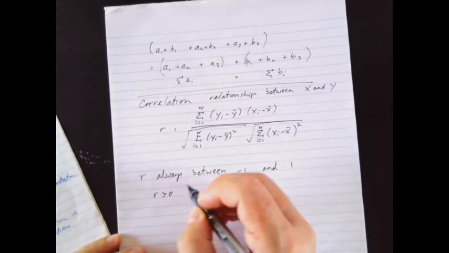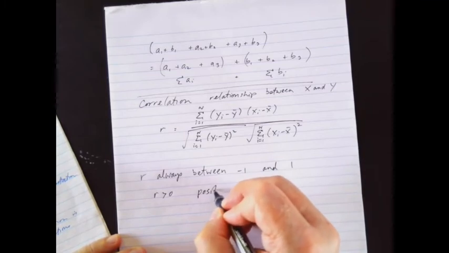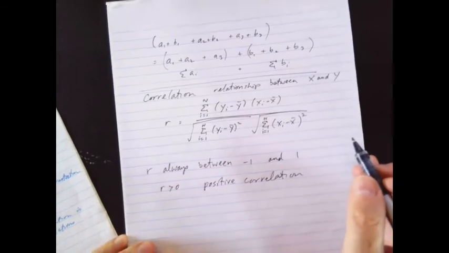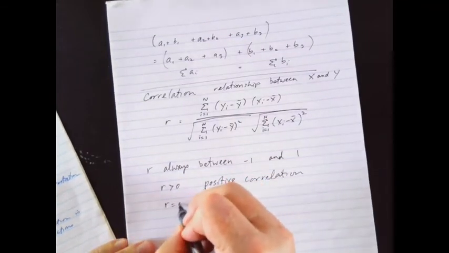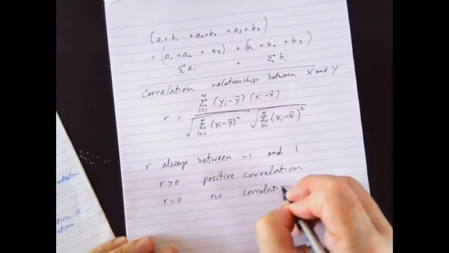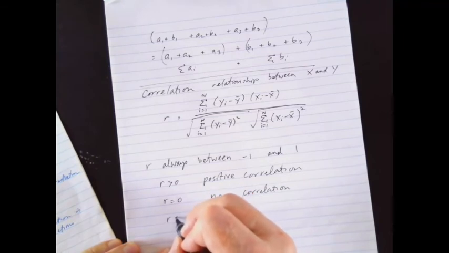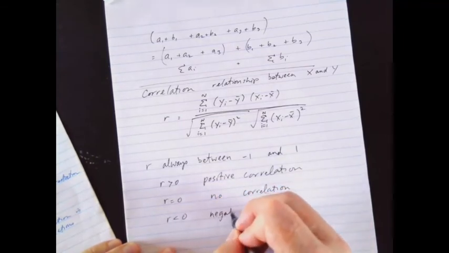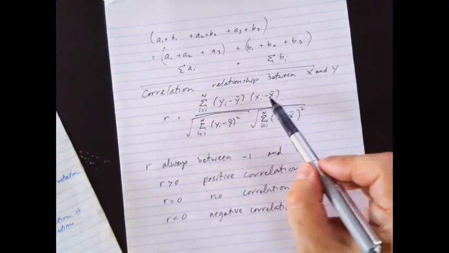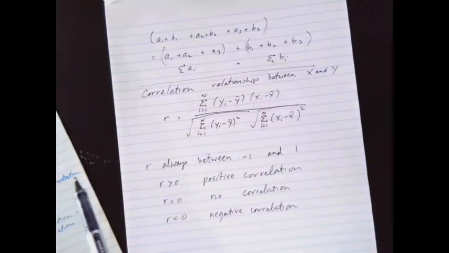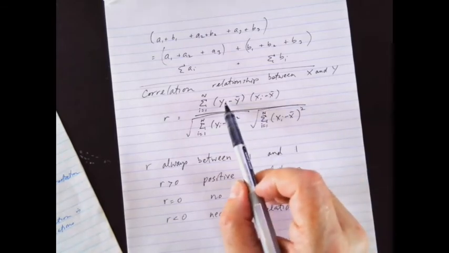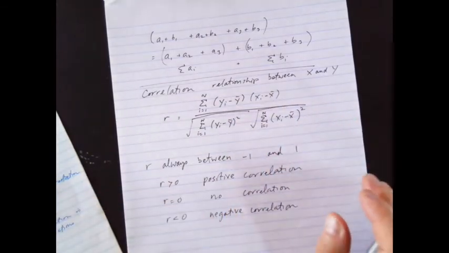If r is greater than 0, we have positive correlation. If r equals 0, then that means there's no correlation. And if r is less than 0, there's negative correlation. Negative correlation means if x gets large, y tends to go in the other direction. So then a positive deviation here would correspond to a negative deviation there. That's why the signs flip.